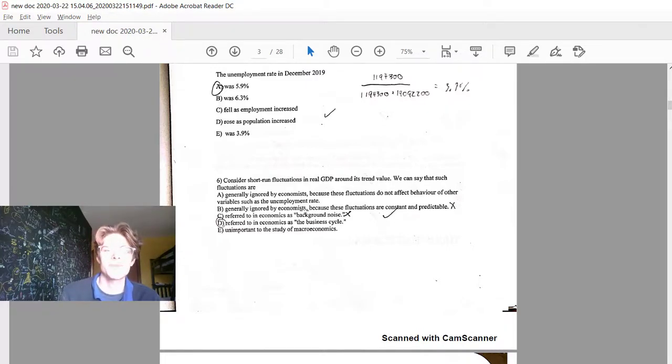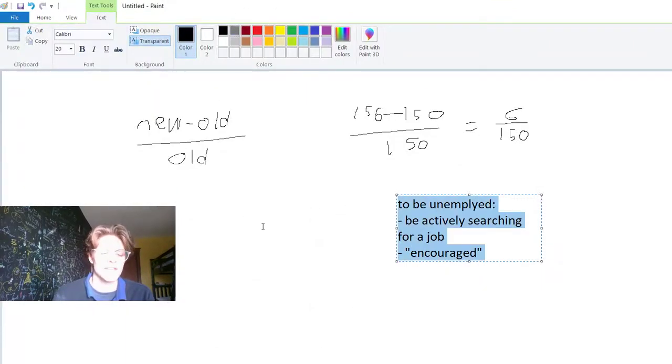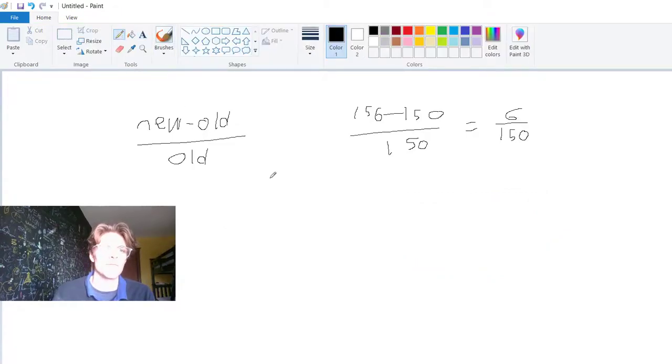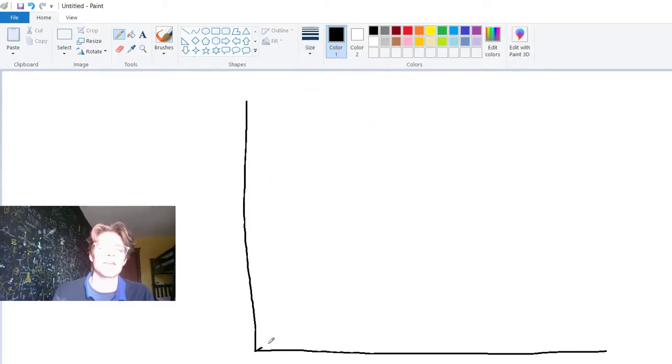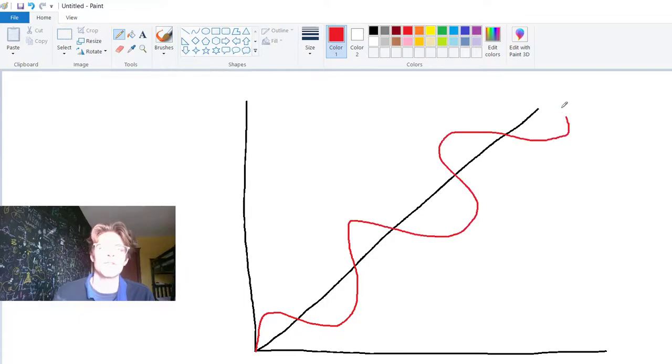Consider short-run fluctuations in real GDP around its trend value. We can say that such fluctuations are... There's a graph in the textbook. It looks something like this. This is potential GDP over time, and then this is real GDP. I don't know if you guys remember that graph. Anytime we're above, that's an inflationary gap, and anytime we're below is a recessionary gap.